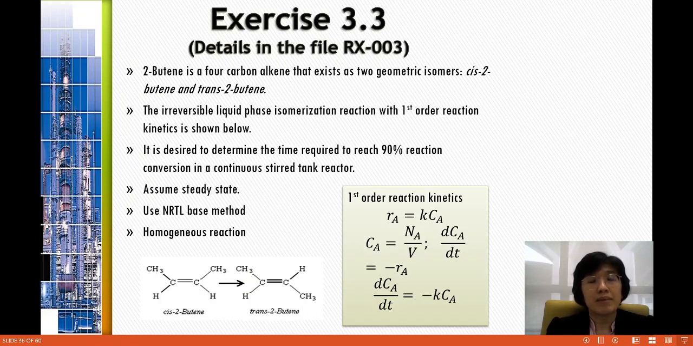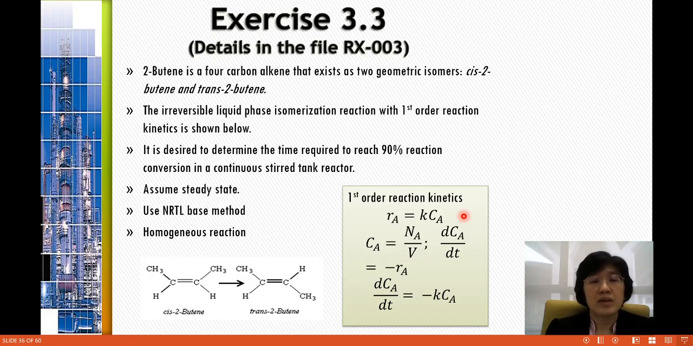So let's start example or exercise 3.3. The details of this exercise are given in the PDF file of RX003. We have this reaction, cis-2-butene isomerized to trans-2-butene. This is the chemical equation. It is an irreversible liquid phase reaction with first order in the reactant. Based on this information, the rate law is written here: RA is equal to k CA.